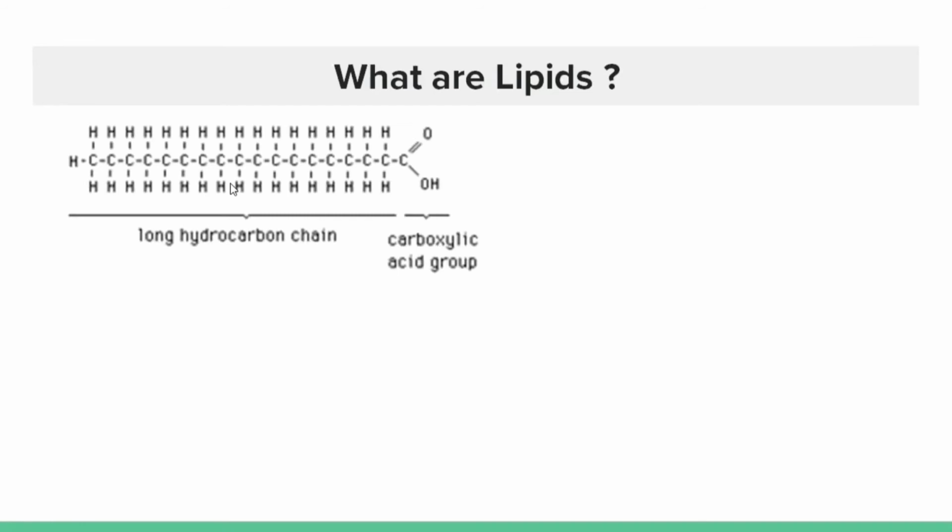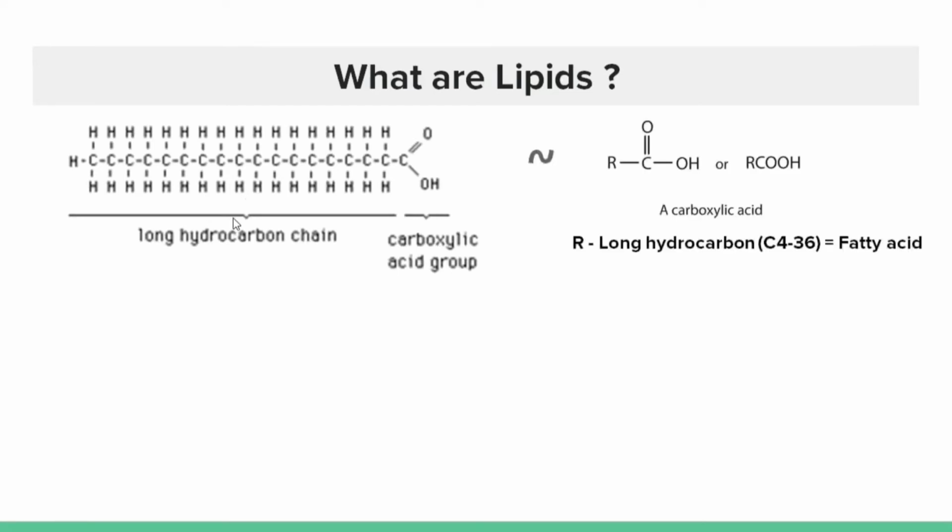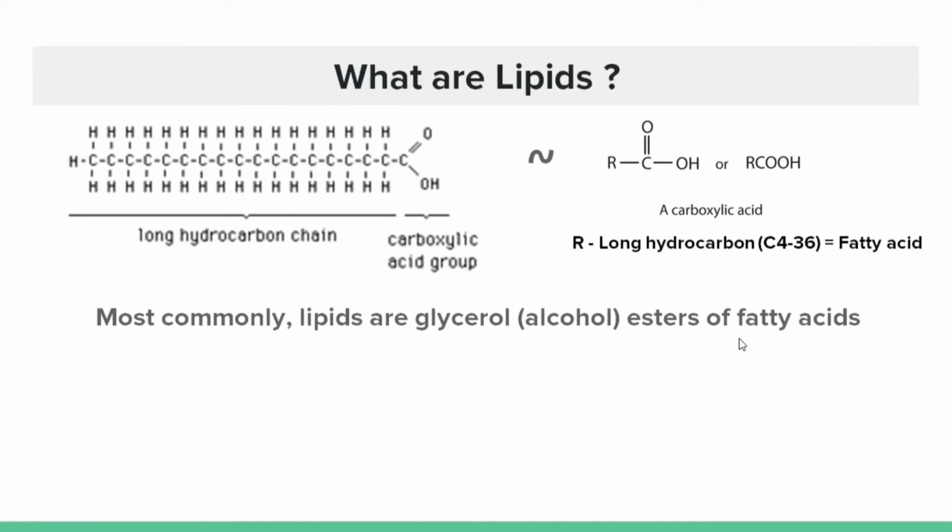Thus, we can represent the long hydrocarbon chain as R, and fatty acids can be represented as RCOOH. We mentioned before lipids are derivatives of fatty acids. So, what kind of derivatives? These are alcohol esters of fatty acids, and the most common alcohol is glycerol.